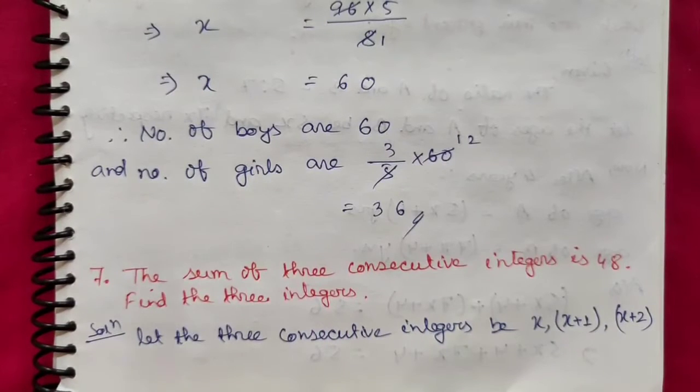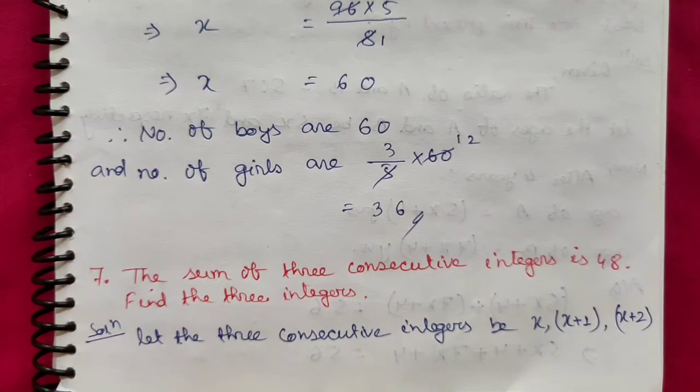Let's move to our next question, question number 7. Here the sum of three consecutive integers is 48. Find the three integers. Do you know what an integer is? Integers are all the numbers, negative, positive, everything. So here, what does three consecutive mean?